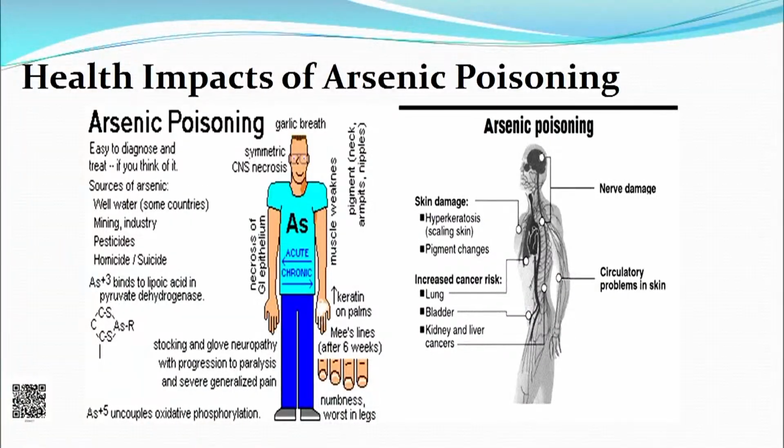Arsenic poisoning can have severe effects on human health, especially with long-term exposure. It primarily occurs through contaminated drinking water, food or industrial exposure. Now we come to the health impact of arsenic poisoning. So look at the figure. Arsenic poisoning or toxicity impacts the whole body.